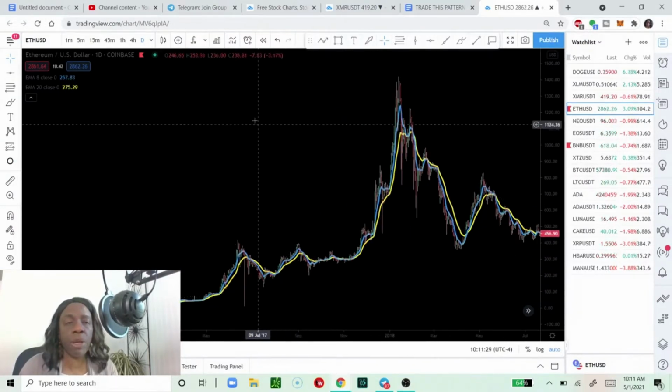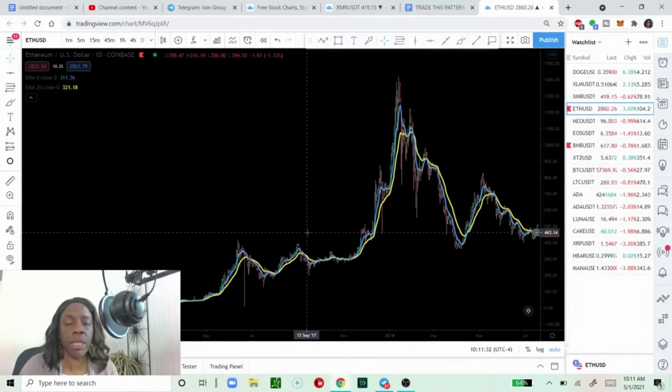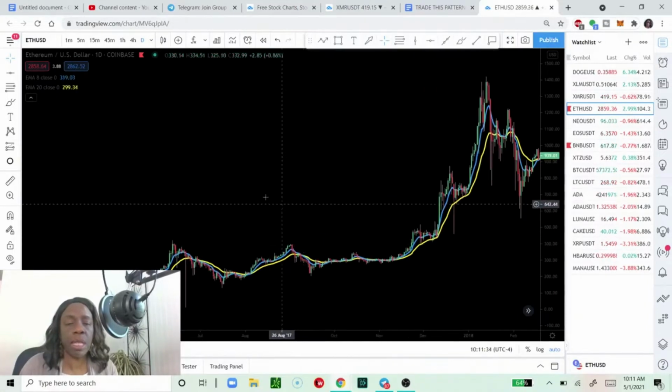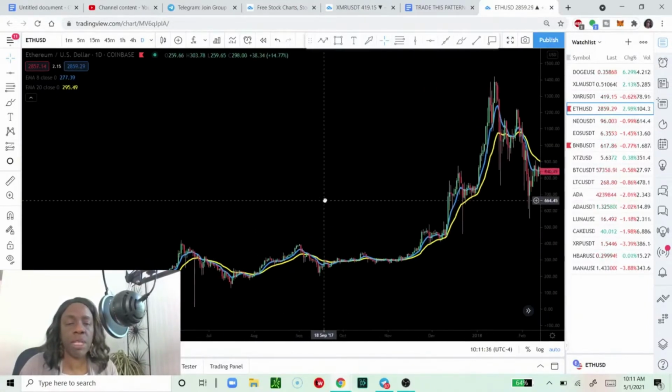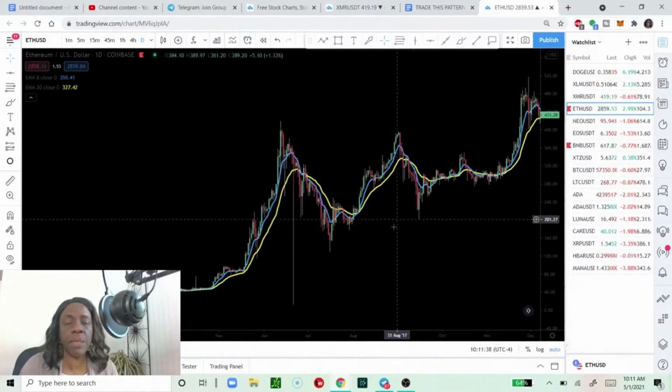To zoom in, by the way, on TradingView, you hold your control key and then you move your mouse to keep the section of the screen that you're interested in. This is the part we're interested in. So this is our double top.